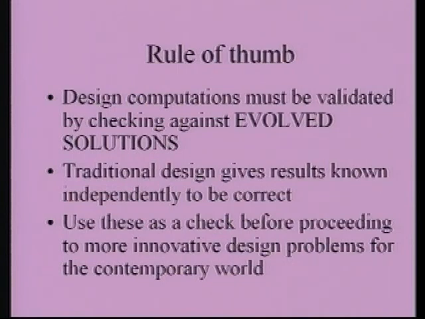And what are the validation criteria? We have to check them against evolved solutions. So back to evolved solutions appropriate for that typology, for that site, for that climate, for that culture. Since traditional design gives results known independently to be correct, when we introduce a new design algorithm, we have to check them against evolved solutions, not to conform to evolved solutions, but to make sure we're not creating monsters before we proceed to apply them to more innovative design problems for the contemporary world. So I'm arguing for innovation, but innovation that checks with evolved solutions, because those evolved solutions contain so much complexity that is positive that we must respect, otherwise we create monsters.